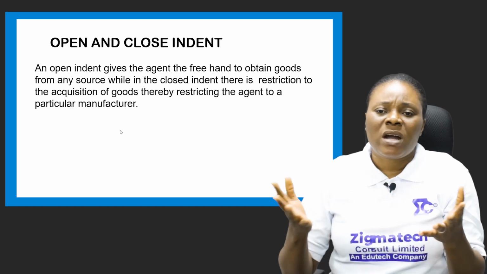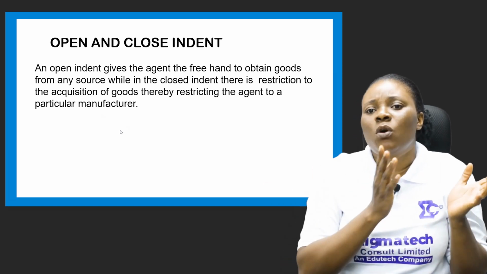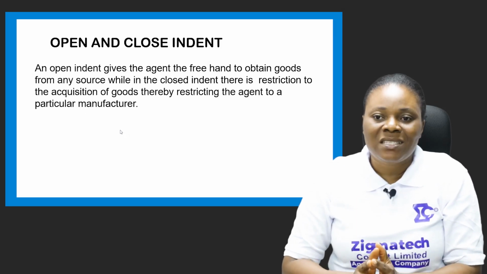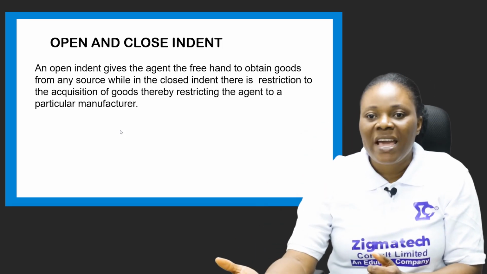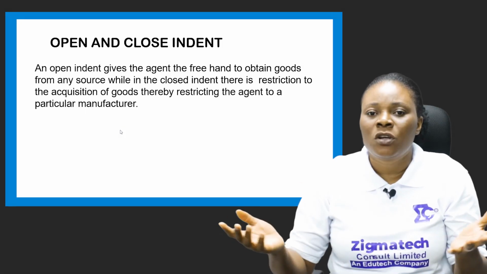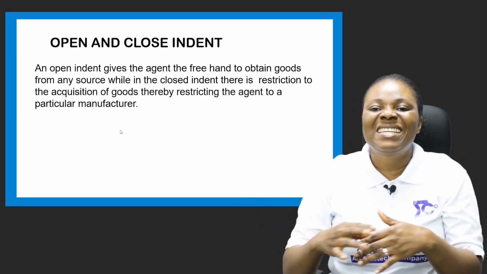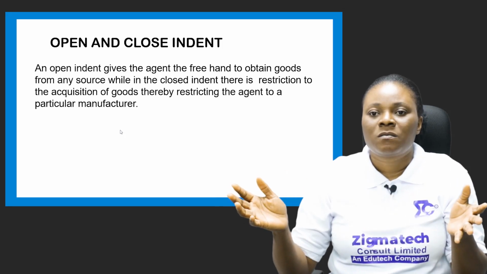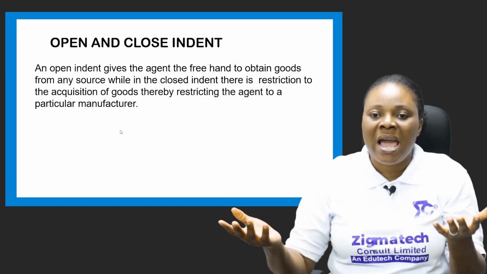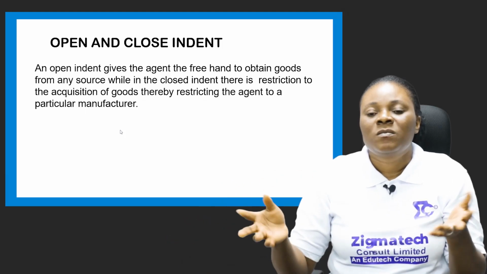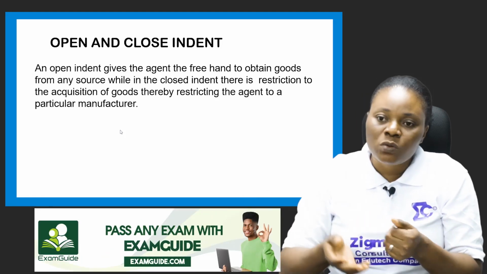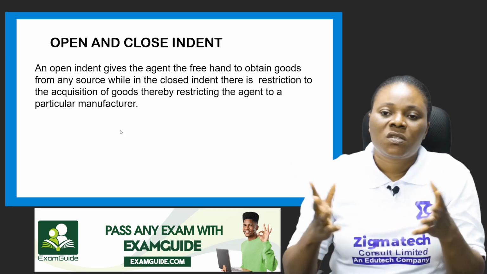Now let's look at the two types of indents we have here, which are the open and the closed indent. An open indent is an indent given to the agent, which gives the agent the free hand to obtain the goods from any source. It is prepared by the buyer and given to the agent, giving the agent the free hand to obtain the goods listed from any source.